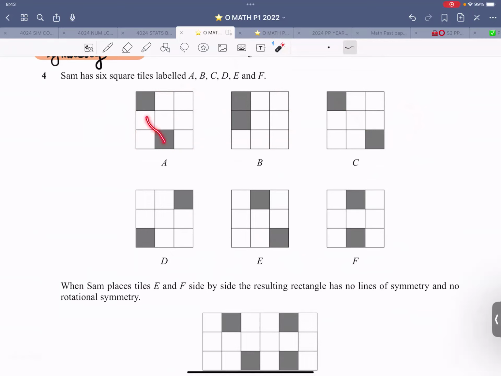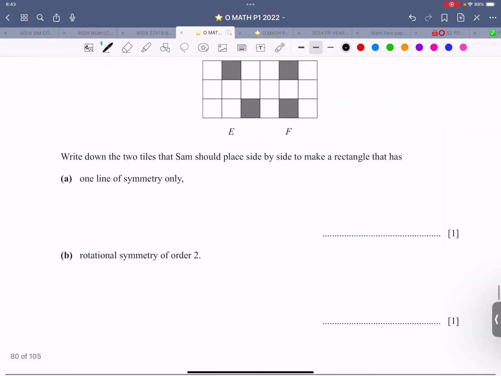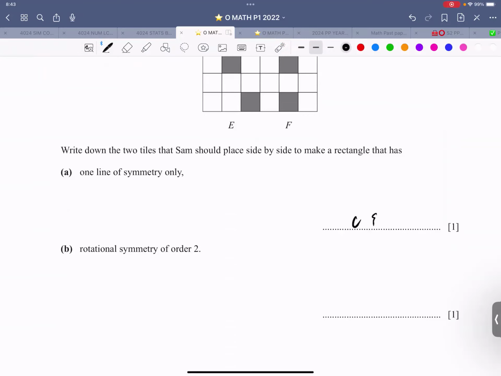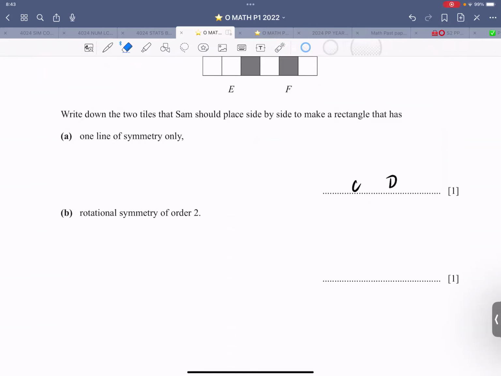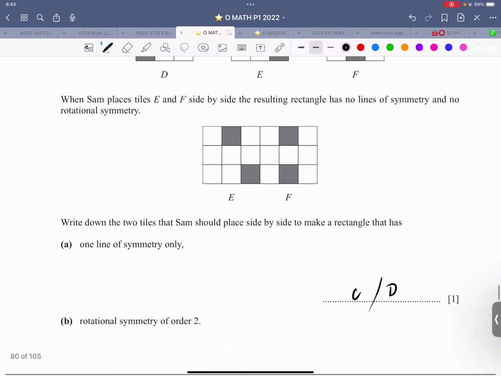What about C and D? So C and D, yes. It can work out because there is this thing over here, that is the C, and that is this over here. And yes, 1 line of symmetry can work. So I think the answer over here is C and D. So that is the answer for this part. We are writing C and D side by side.